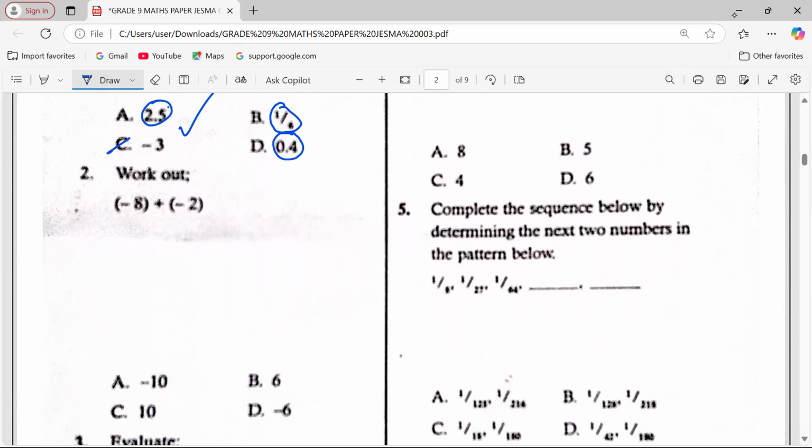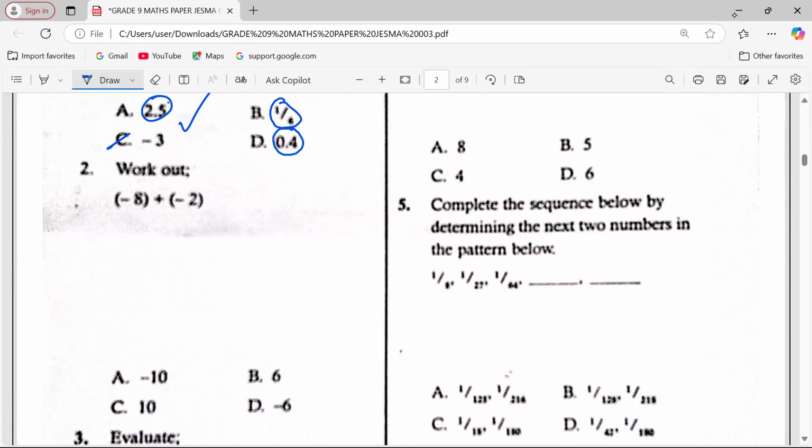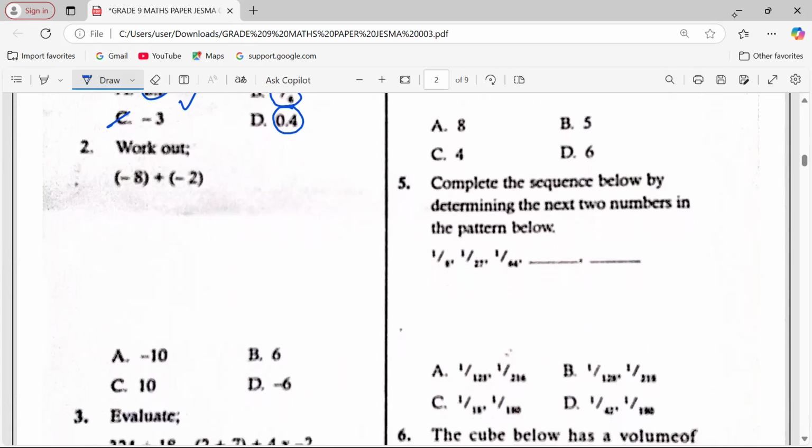In part 2, we're told to work out -8 plus -2. So we're supposed to know that this is on integers again, addition and subtraction of integers. It's good for you to know that when a positive follows a negative, we usually get a negative. Plus minus, we get a negative. So this is a -8, then -2.